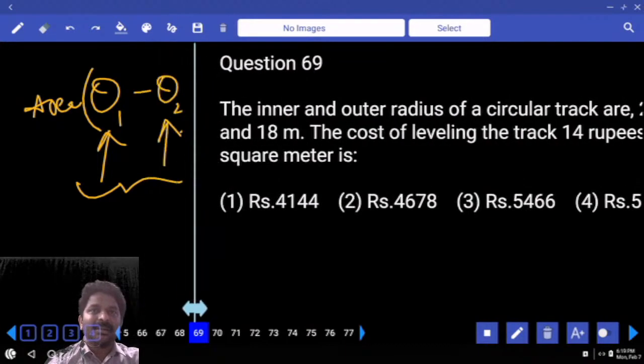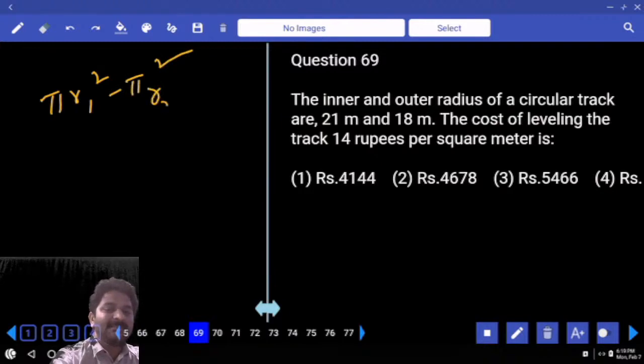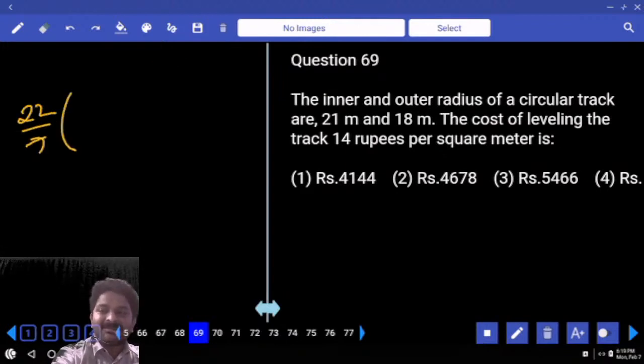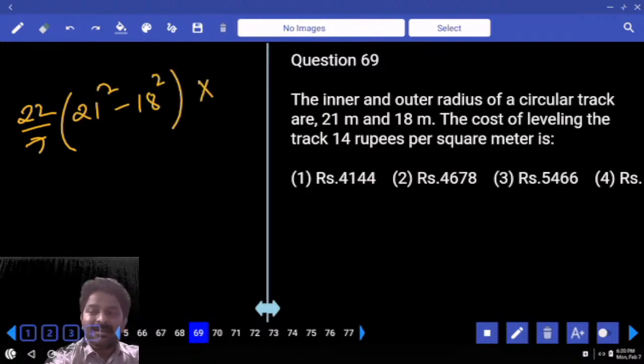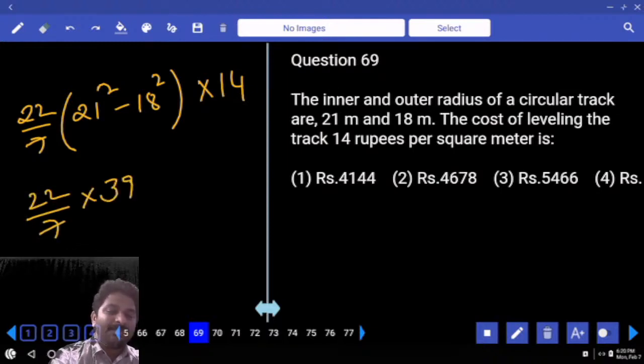If you want to calculate it, pi r1 square minus pi r2 square, correct? This is the path area. Pi is common, 22 by 7. r1 square, 21 square, r2 square, 18 square. This is the path area, track area, and cost is equal to that into 14. 22 by 7 into a square minus b square, a plus b into a minus b. a plus b, 39, a minus b, 3 into 14. 7 how many times? 2 times.